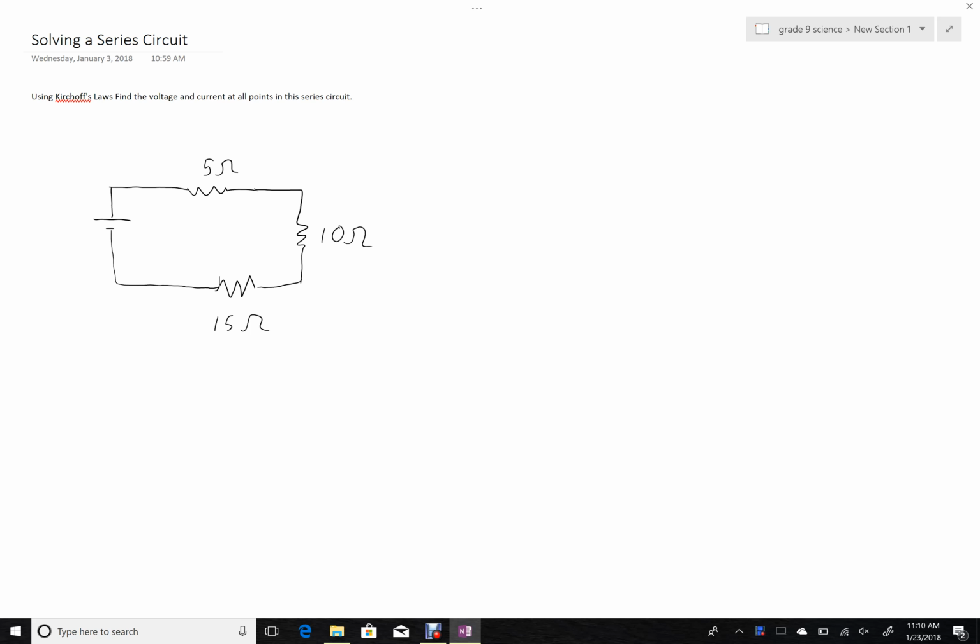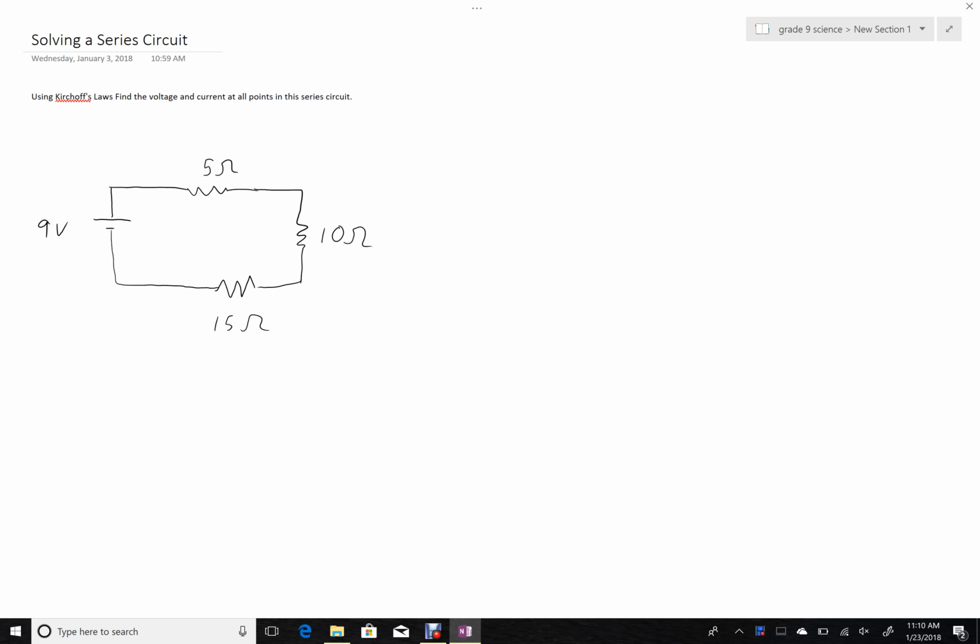Okay, in this video I'm going to talk about how you can use Kirchhoff's laws to predict the voltage and current at different points in a series circuit. I'm going to make this a 9-volt battery powering this circuit, and we can see it's series because there's only one pathway through the circuit.